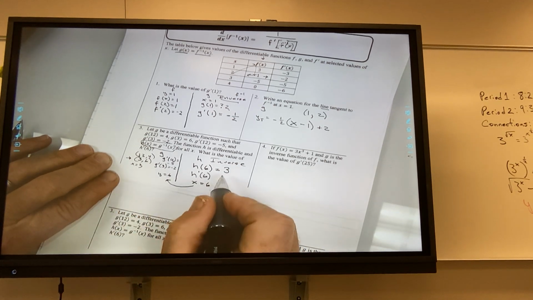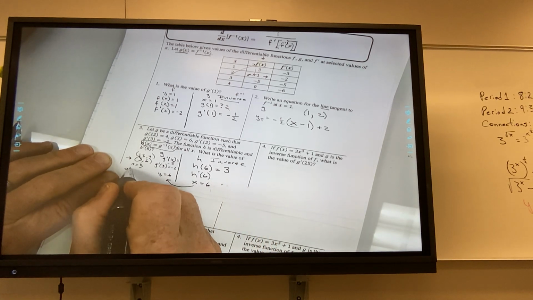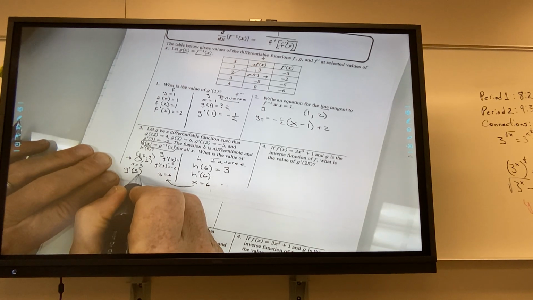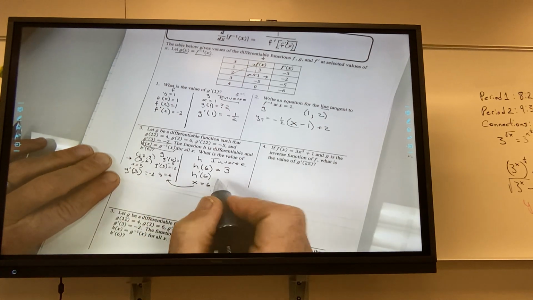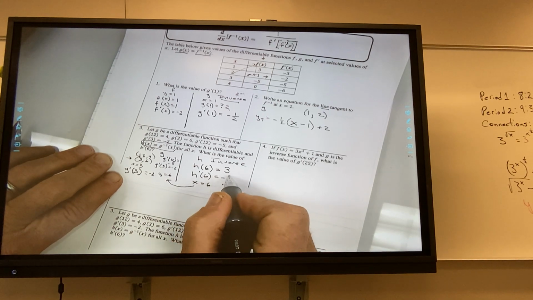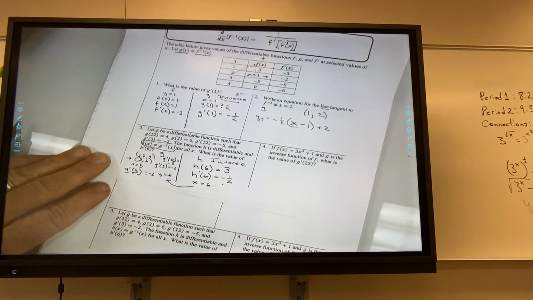What do I look at to find h prime of 6? Well, I look for g prime of 3. And that's a -2. So over here it's going to be a negative what? -1/2. The hard part isn't making a reciprocal. The hard part is organizing the numbers.